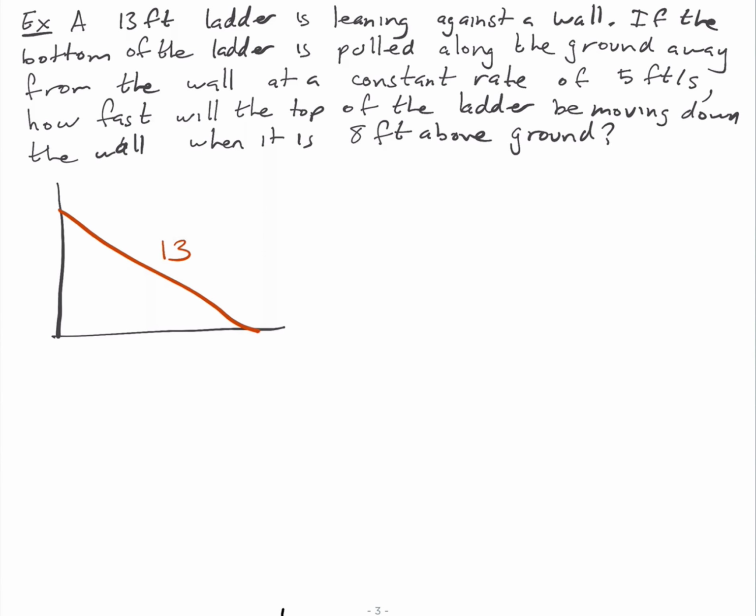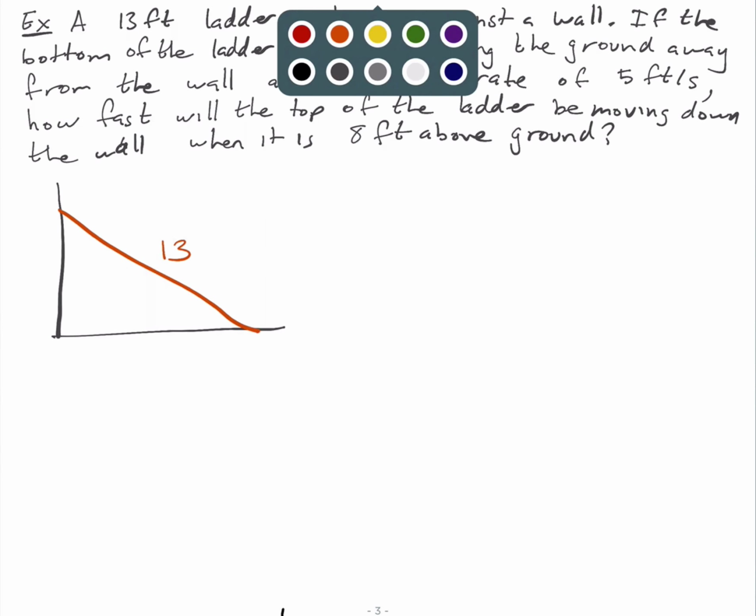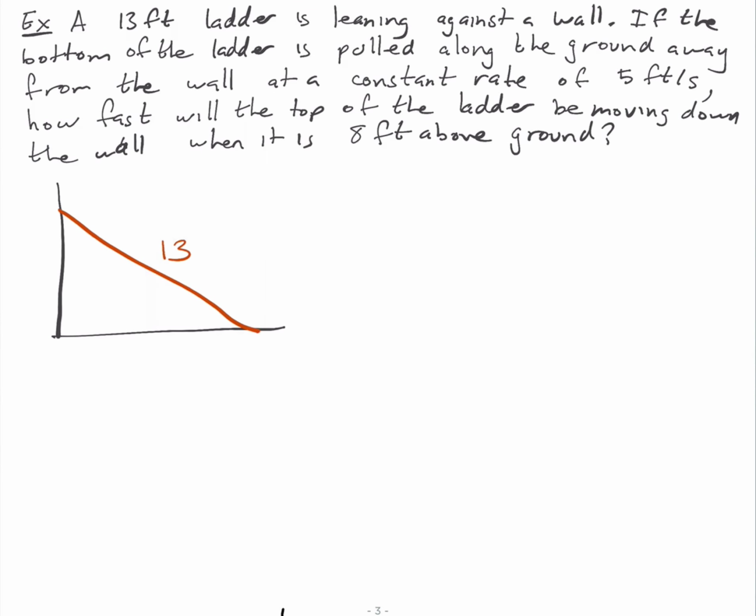Okay, so it says if the bottom of the ladder is pulled along the ground away from the wall at a constant rate of 5 feet per second. So what does that describe? The rate, yep. So it's going to be a derivative, right? It's telling me that the bottom of the ladder, which is right here, is being pulled away from the wall 5 feet per second at a constant rate. So you're taking the bottom of the ladder and pulling it away from the wall 5 feet per second.